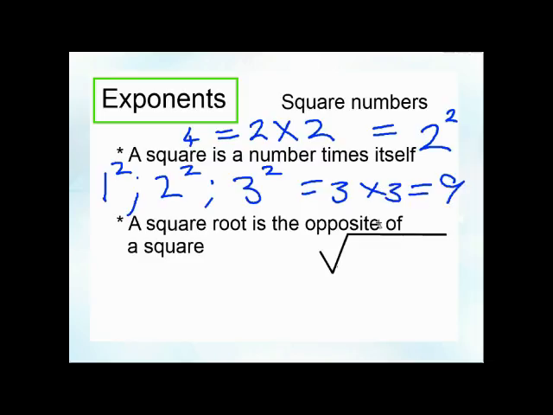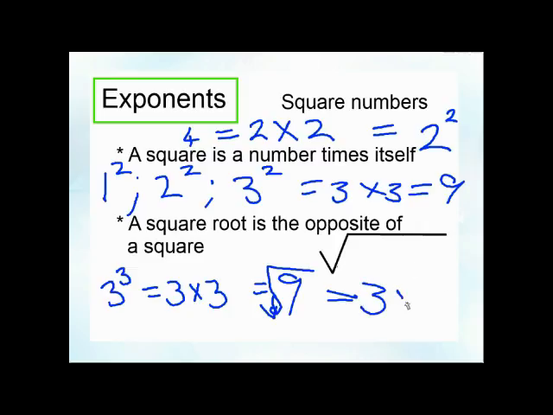Now the opposite of a square is a square root. Now we said in the last example that 3 to the power of 2 is equal to 3 times 3, and that is equal to 9. Now the square root of 9 is going to give us 3 again, because it's 3 times 3, right? Now what does the square root do? The square root cancels out the second one of those 3, and we are just left with 3.